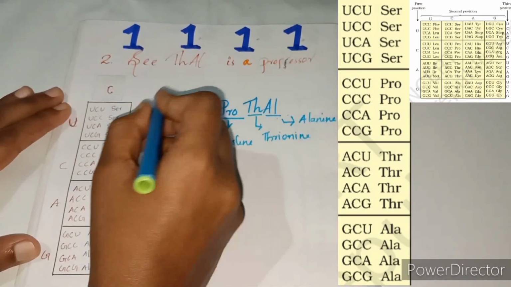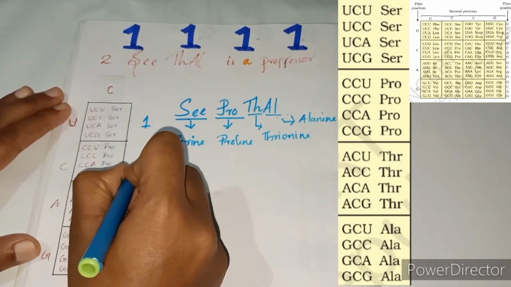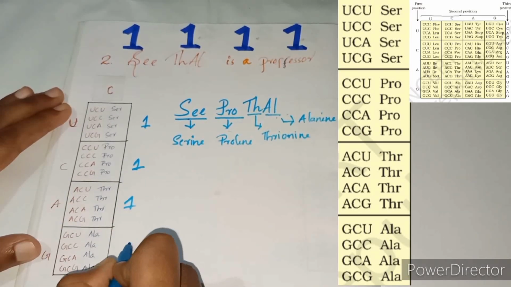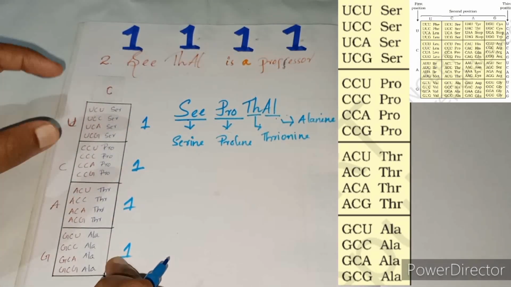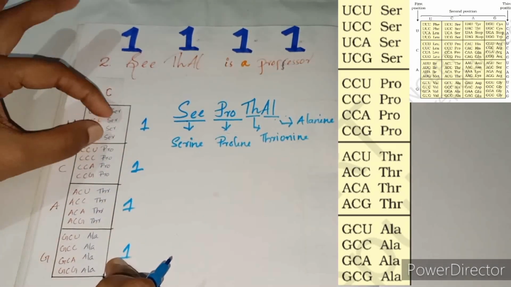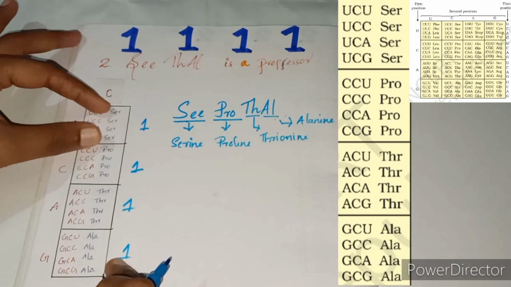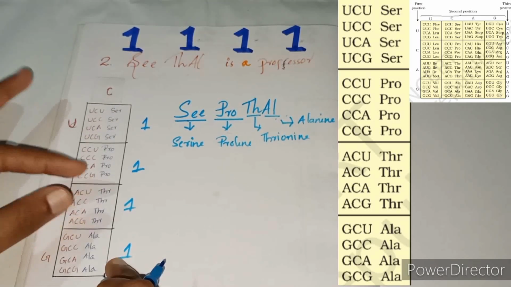Here the magic number is 1, 1, 1, 1. That is, each box contains codons which code for single amino acids. Here it codes for serine only, here proline, threonine, and alanine.